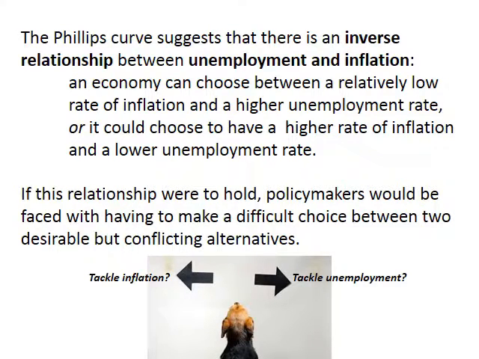The Phillips curve, now this is incredibly powerful. It suggests that there's an inverse relationship between unemployment and inflation. So an economy can choose then between a relatively low rate of inflation and higher unemployment rate, or it could choose to have a higher rate of inflation and a lower unemployment rate. So if this relationship were to hold, policymakers would be faced with having to make a difficult choice between two desirable but often conflicting alternatives. So what are we going to do? We're going to decide to tackle inflation, or are we going to decide to tackle unemployment?